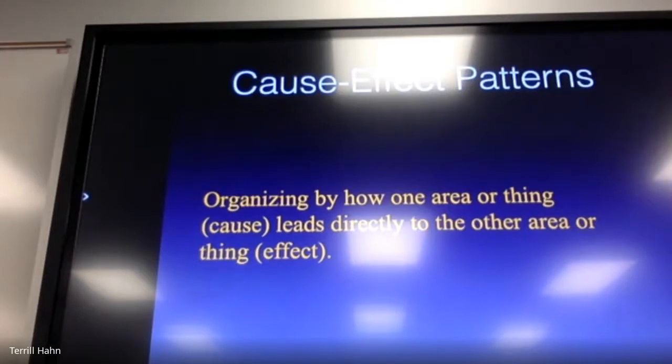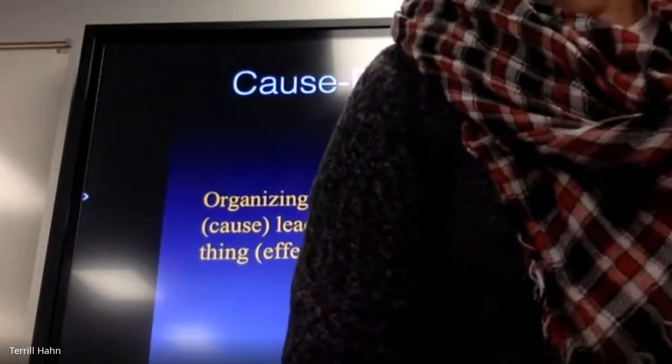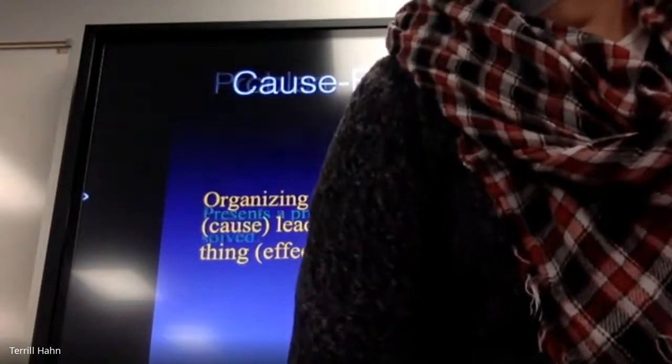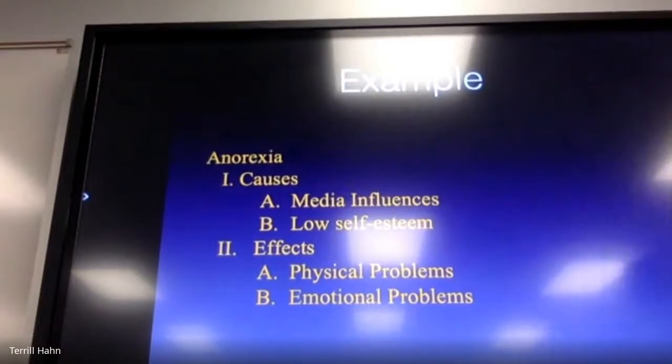Let's say you're going to do a speech on maybe alcoholism, and you could do it by causes and effects. What are the causes of alcoholism? What are the effects of alcoholism? You break it down that way. Anybody still working on this? Okay, let me show you an example. We're going to do one more after this for today. There is conclusions, but we'll do that tomorrow.